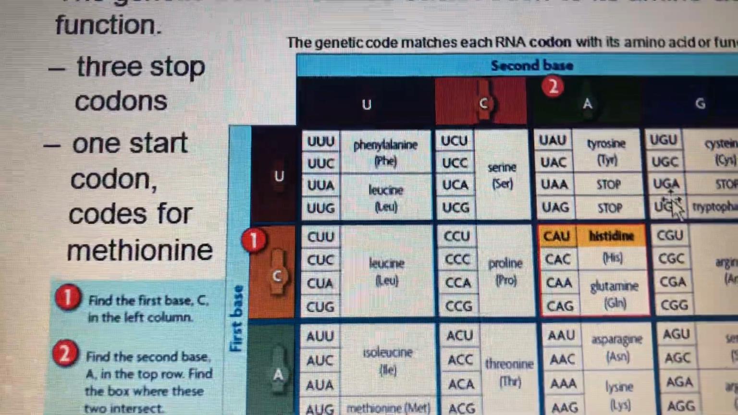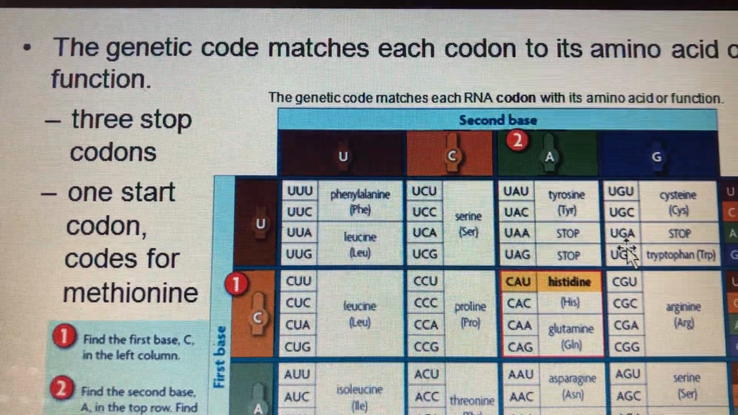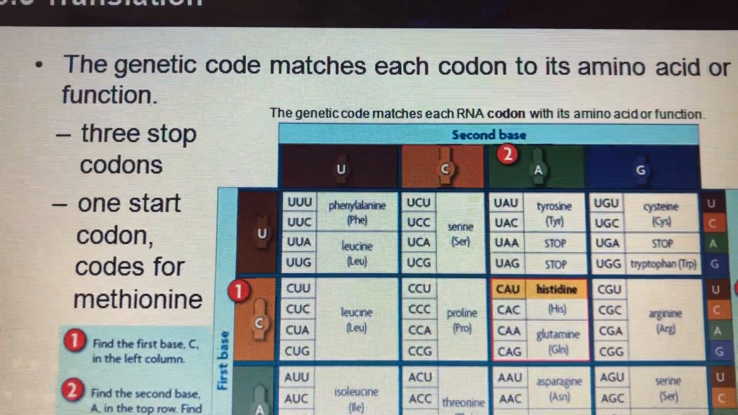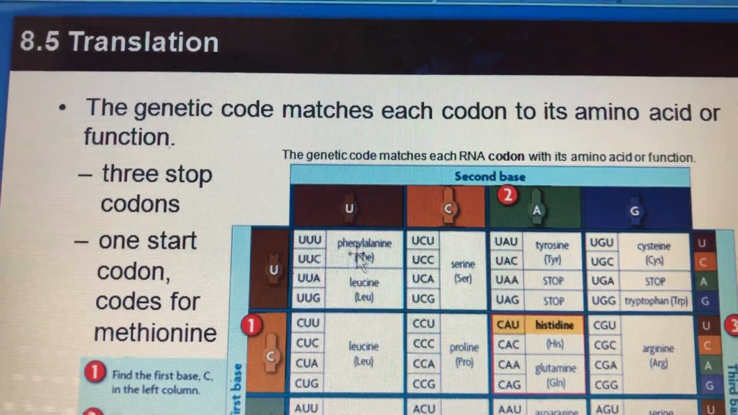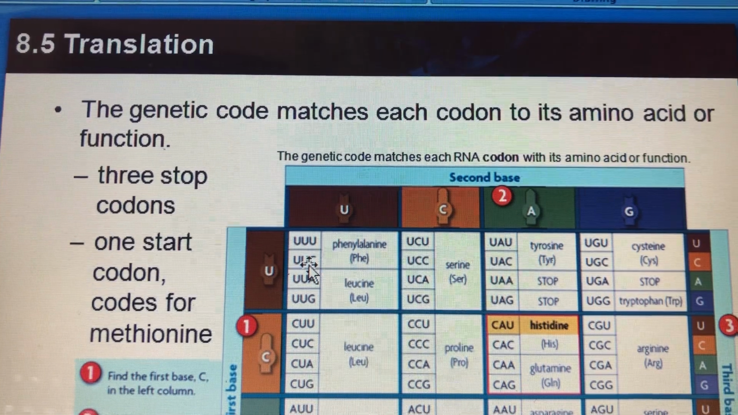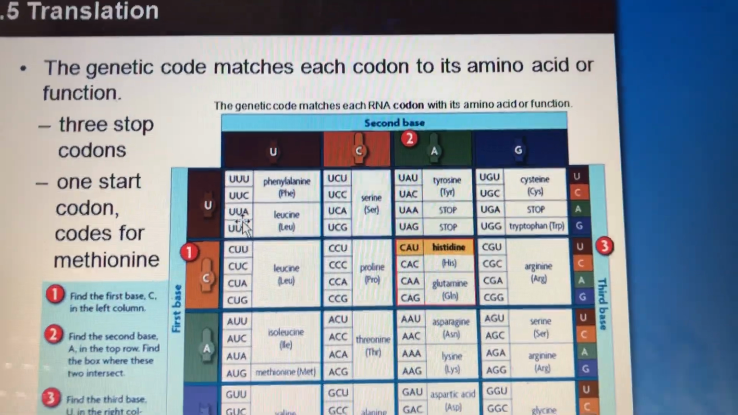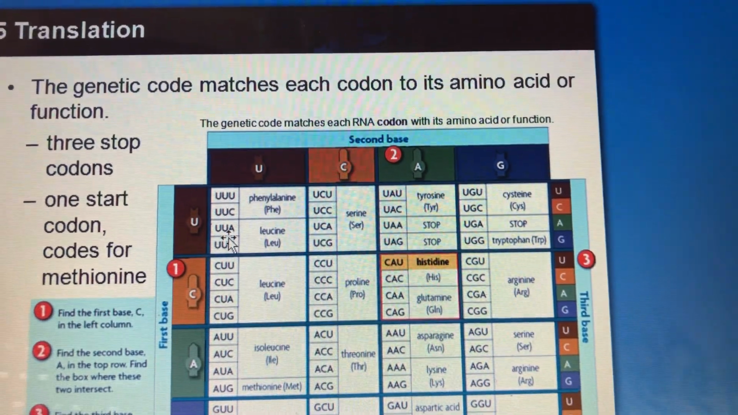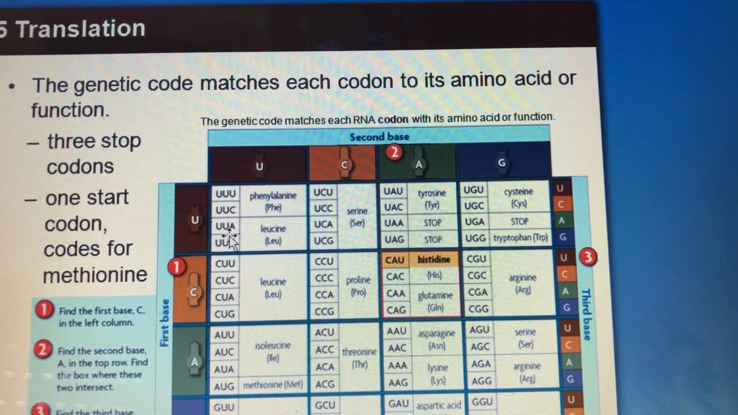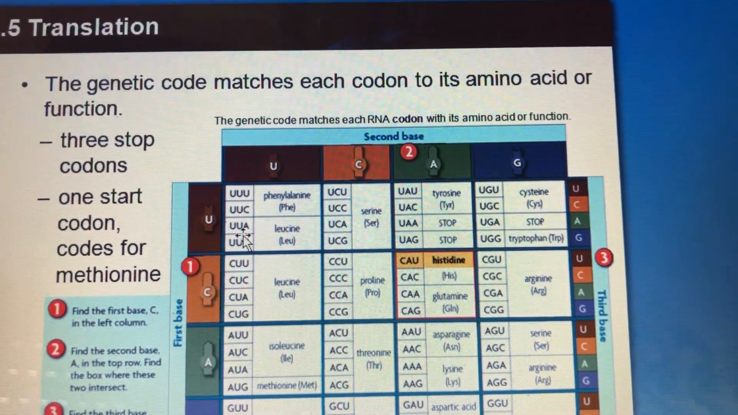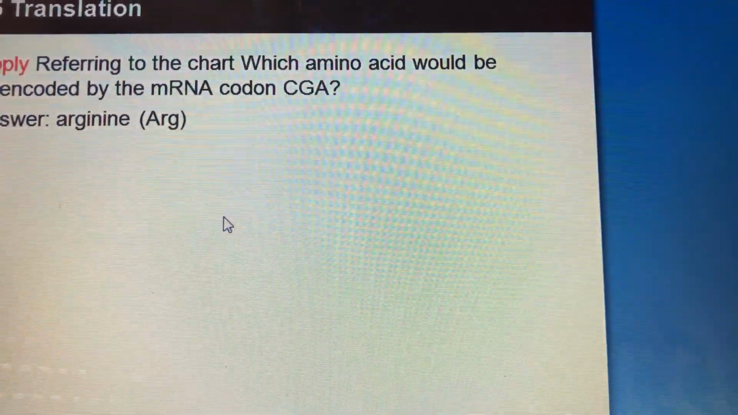As you see here in this table, you can observe that each amino acid can be coded by more than one codon. Like phenylalanine has 2 codons which code for it. Okay, now the genetic code matches each codon to its amino acid or function. You have 3 stop codons, 1 start codon. Okay, the start codon should be methionine for translation to happen.